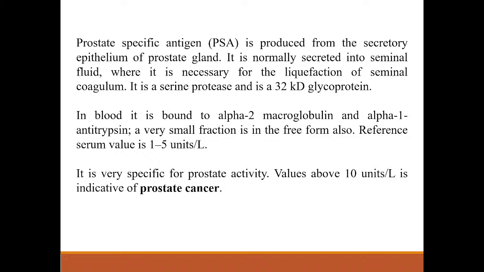In blood, it is bound to alpha 2 macroglobulin and alpha 1 antitrypsin, and a very small fraction is in free form. The reference serum value is 1 to 5 units per liter. It is very specific for prostate activity. Values above 10 are indicative of prostate cancer. Values of 5 to 7 or 8 are seen in different prostate problems, but above 10 means a chance of prostate cancer.